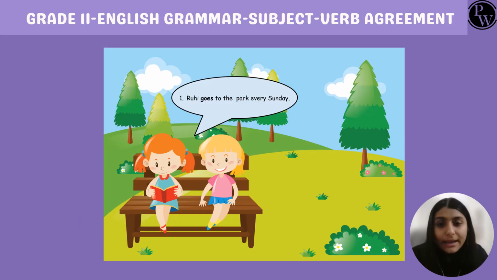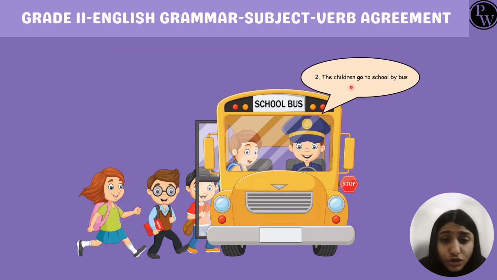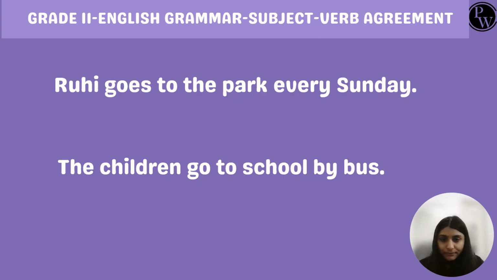Okay, so we'll begin by reading the sentences. So Ruhi goes to the park every Sunday. Then, the children go to school by bus. All right. So, we have these sentences. Ruhi goes to the park every Sunday and the children go to school by bus.